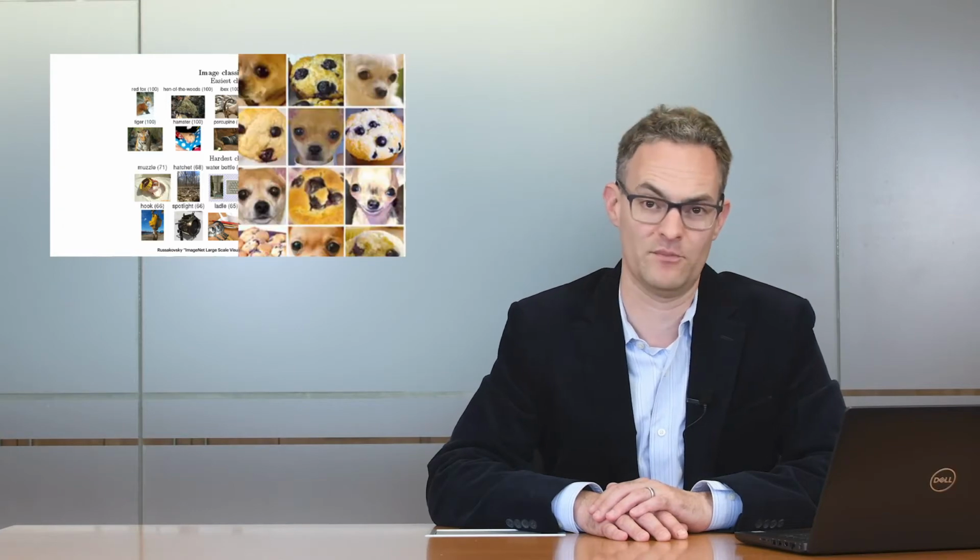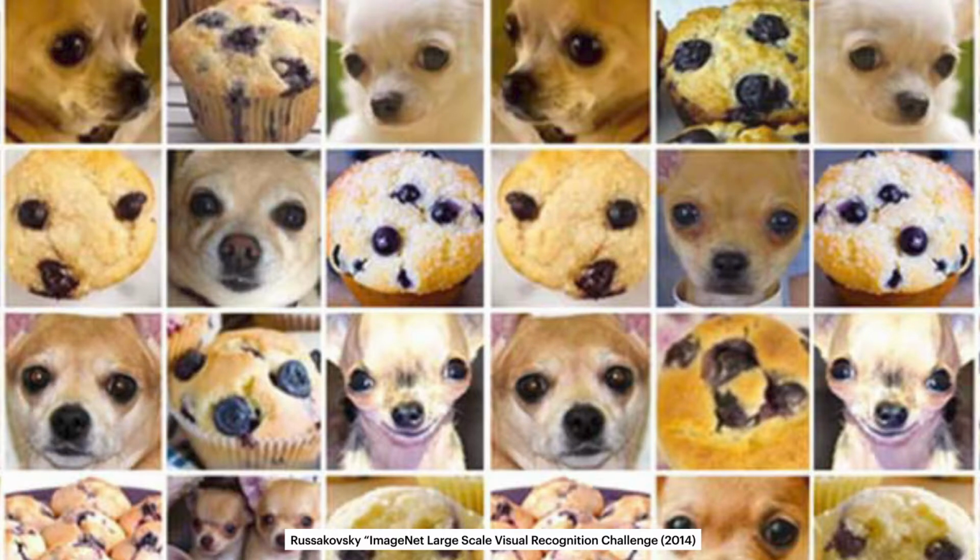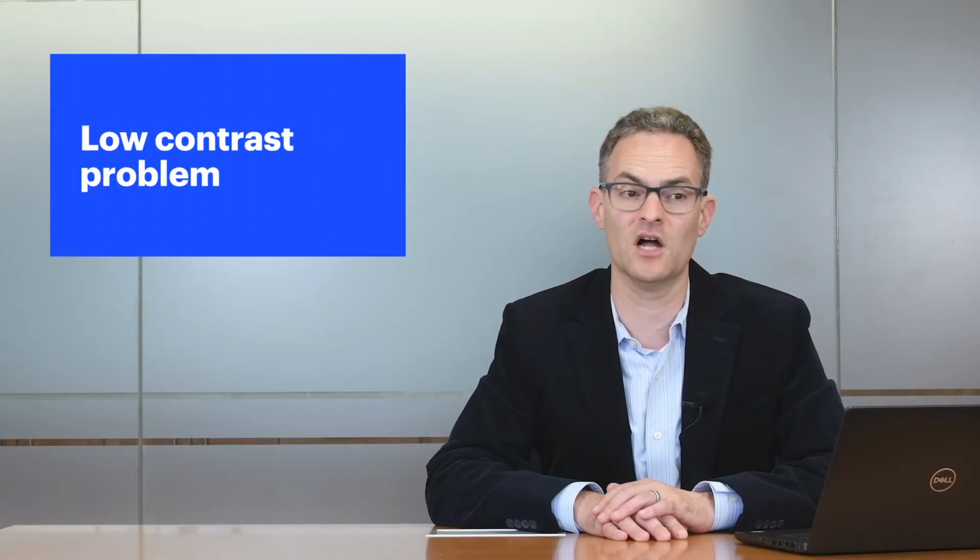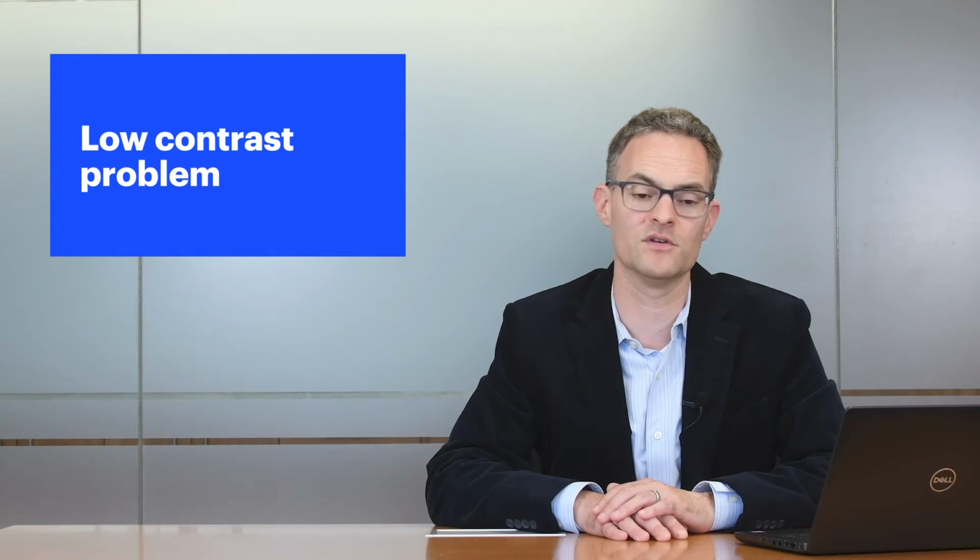Here are some additional examples of hard problems. One of my personal favorites is called Muffin or Chihuahua. This grid shows images of muffins and Chihuahua heads. And as you can see, some of them actually look pretty darn close. Like the one I put the red box around, you go, boy, that really looks like a sarcastic Chihuahua. This is an example of what's called a low contrast problem. The examples are actually not that different from each other. And a human is pretty good at detecting the nuance, but it's very difficult to train a computer to tell the difference.